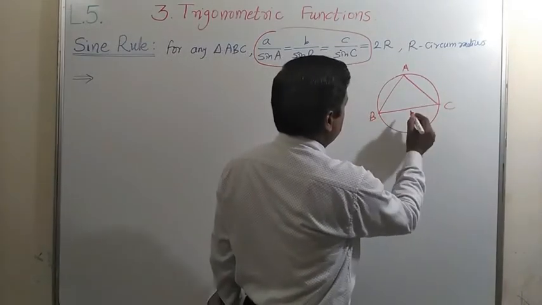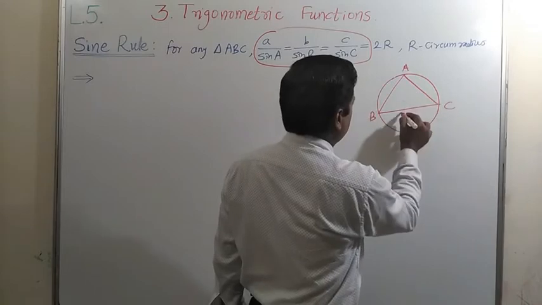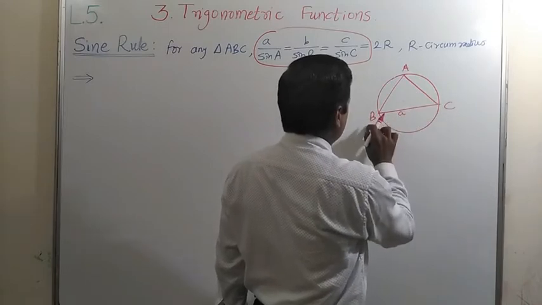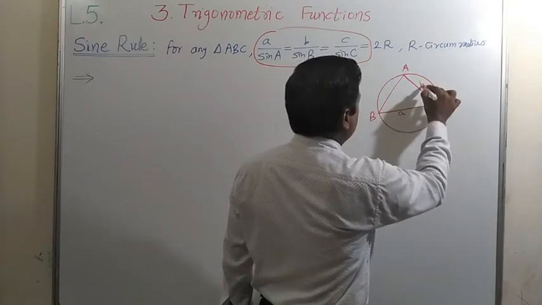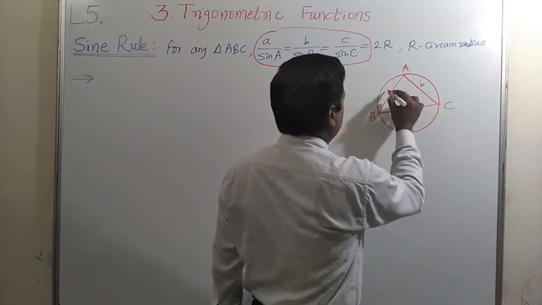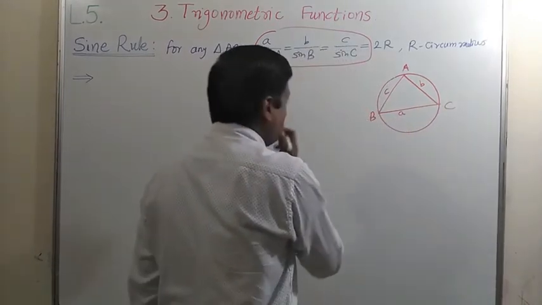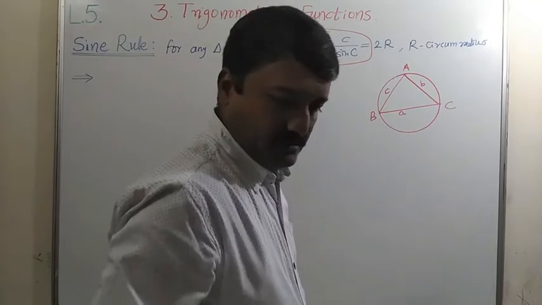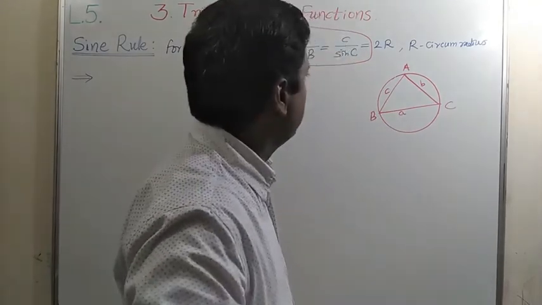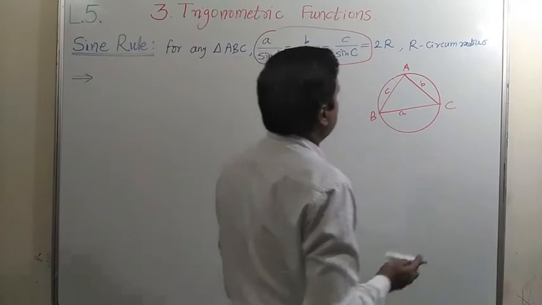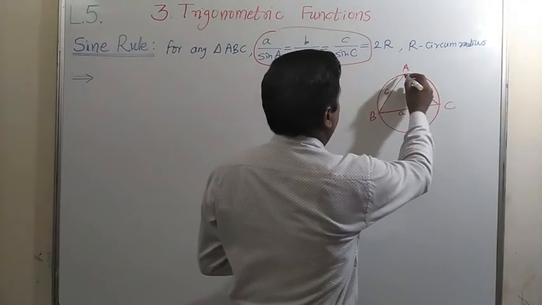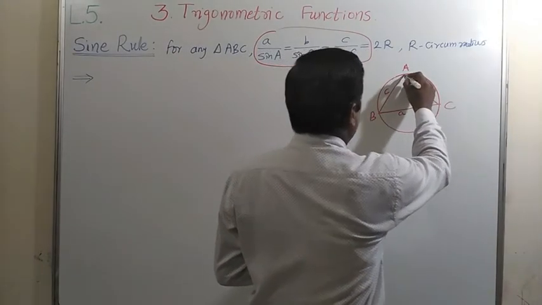In the second part, as this is triangle ABC, the side opposite to angle A is small a, the side opposite angle B will be small b, and the side opposite angle C will be small c. So these are sides a, b, c. Here we will draw the diameter of this circle passing through point A, or vertex A.